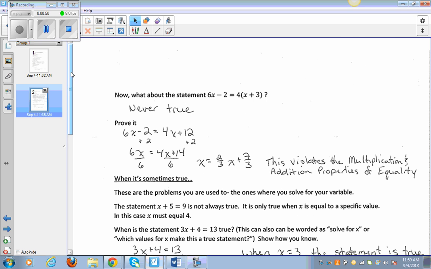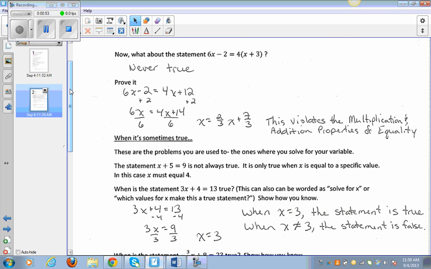So if you flip over the page, now we have the statement 6x minus 2 equals 4 times x plus 3. Well, this is never true, but it's definitely not easy to see on its own. So we need to go ahead and prove it. So if we go through and we add 2 to both sides, we get 6x equals 4x plus 14. To get x all by itself on the left side, we divide it by 6.